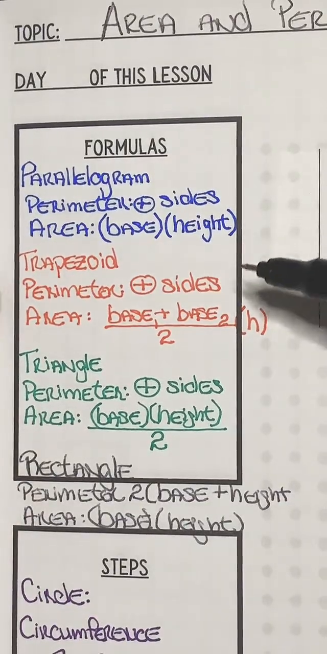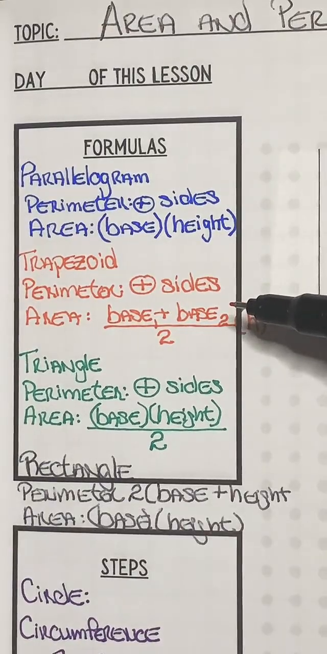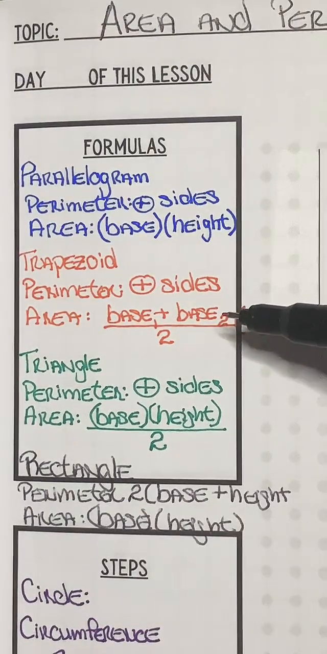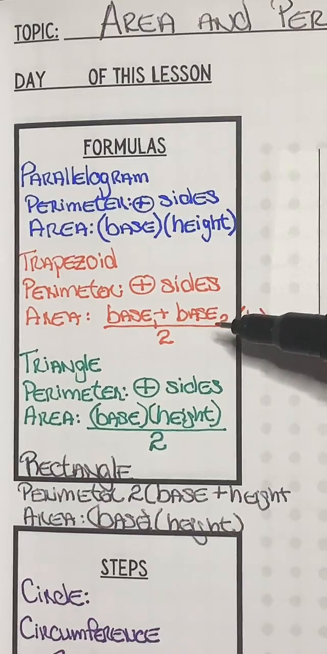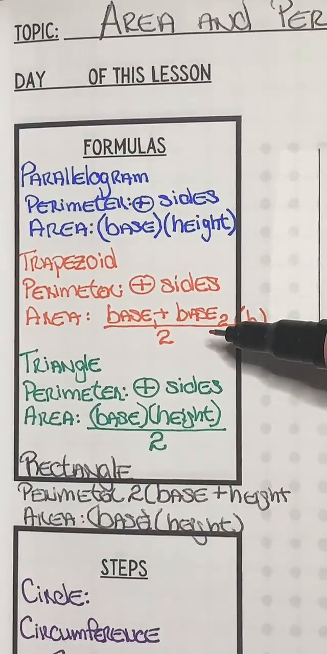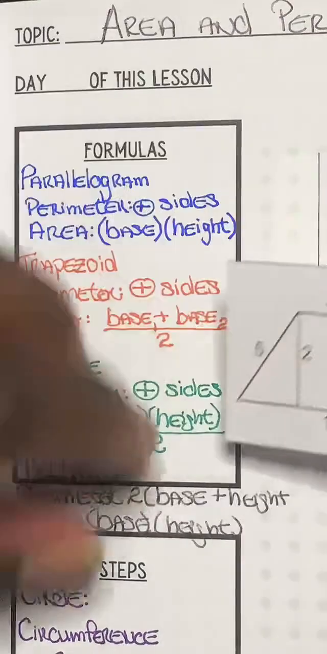So now for the trapezoid, let me see if I've got a picture of it, and I do. I just have to pull it. Here we go. And we're going to actually do a couple of these examples.